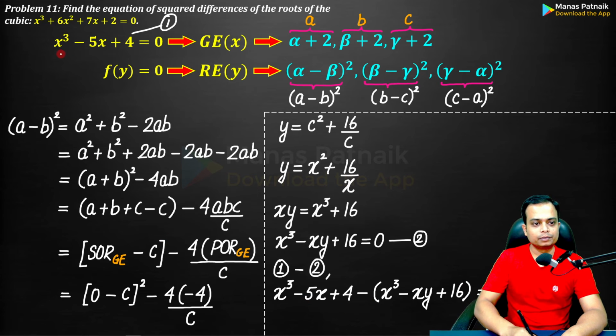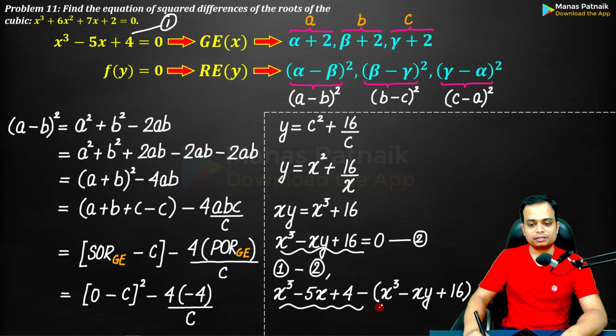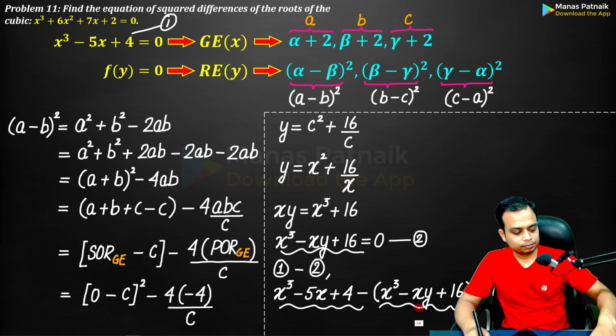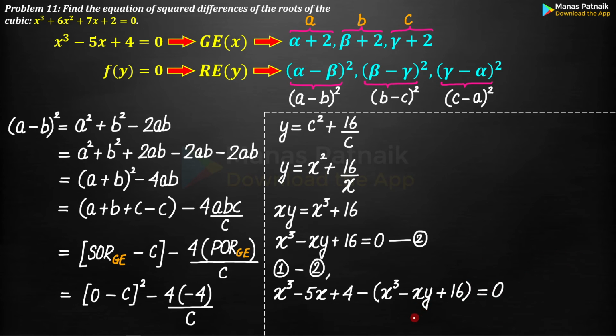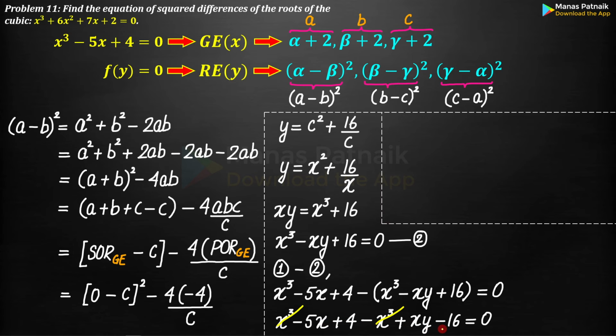Here we go. x cube minus 5x plus 4. x cube minus xy plus 16. Here it is. Okay. All right, so the x cube terms are going to cancel each other out. Let me do that. So this becomes minus 5x plus 4 plus xy minus 16. It is right there.